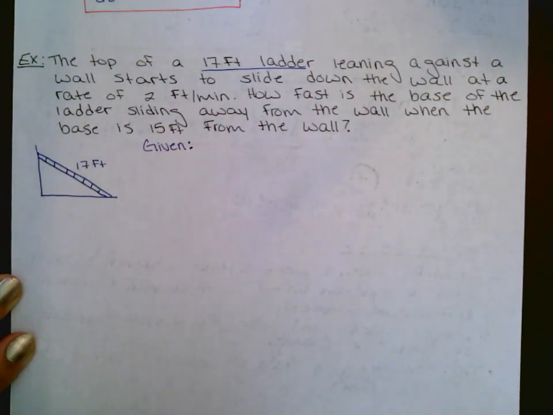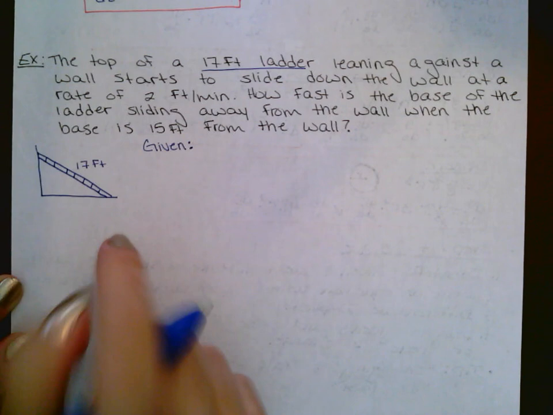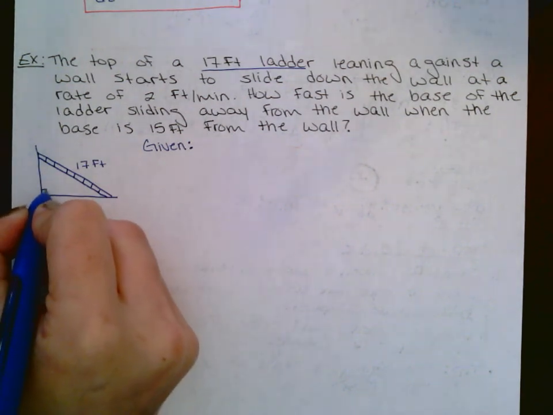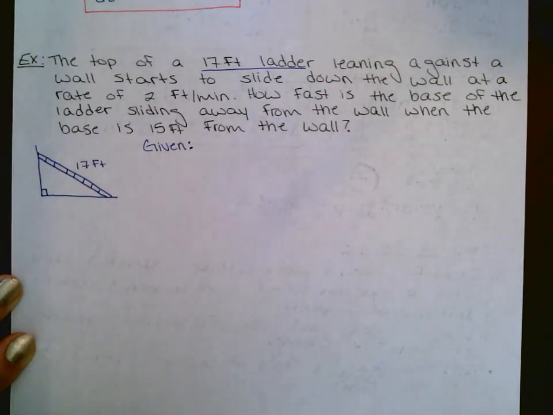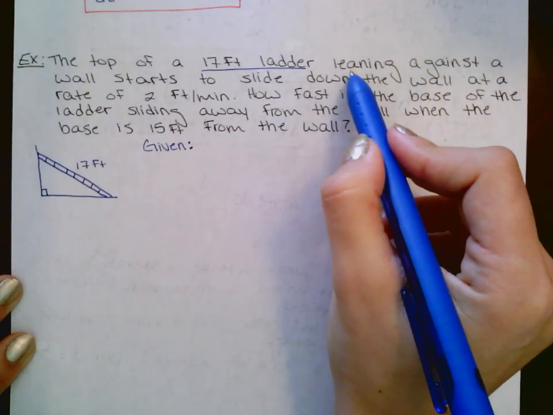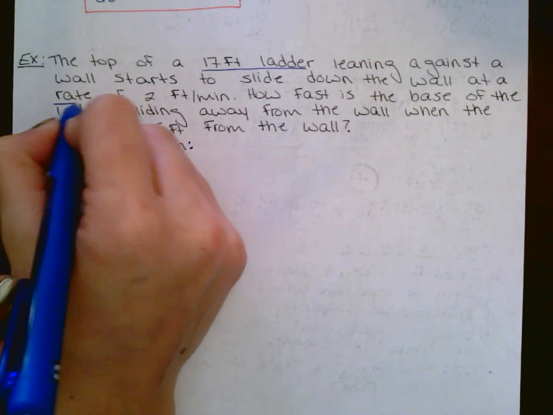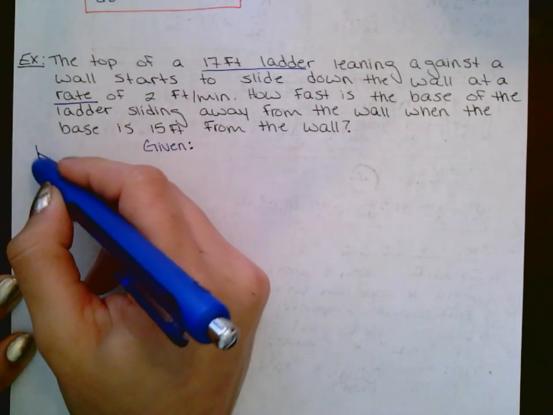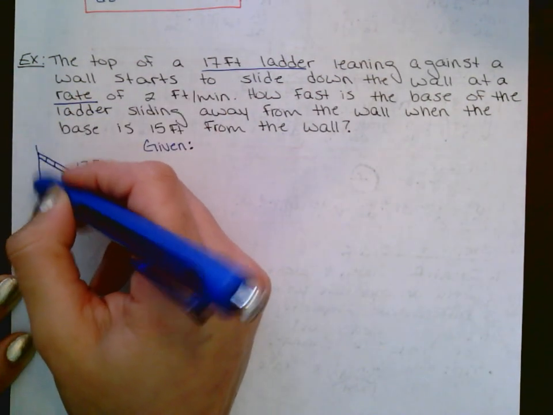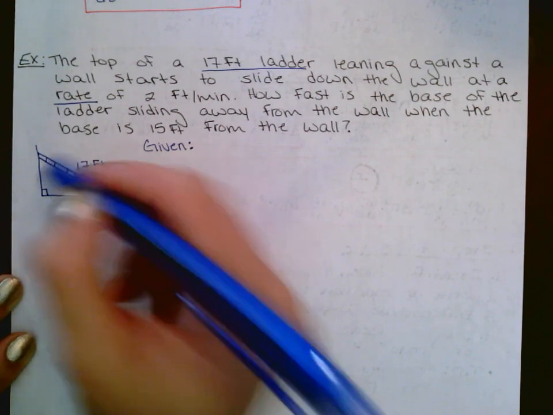And so far 17 feet is this part of the triangle, the hypotenuse. Okay, because obviously the wall and the floor make a 90-degree angle. Now it says it's leaning against the wall and starts to slide down the wall at a rate. So it starts to go down the wall at a rate. So whatever variable you give to this side, let's label it right now.